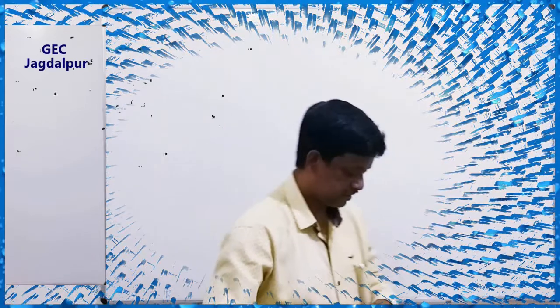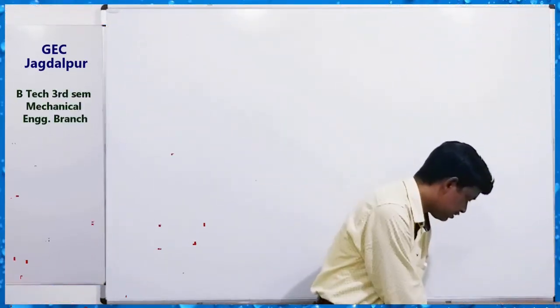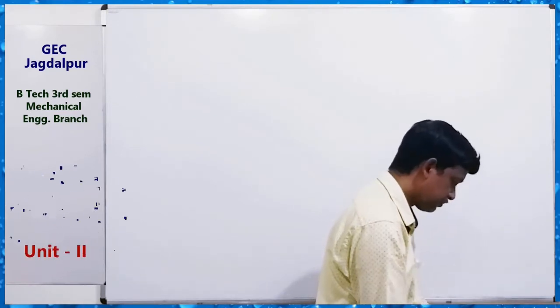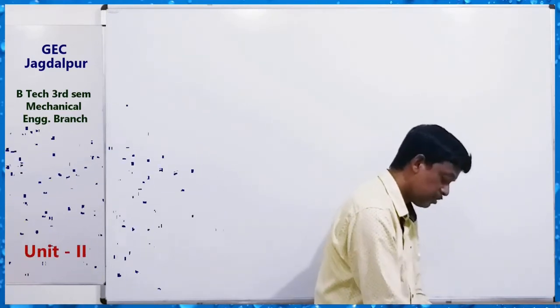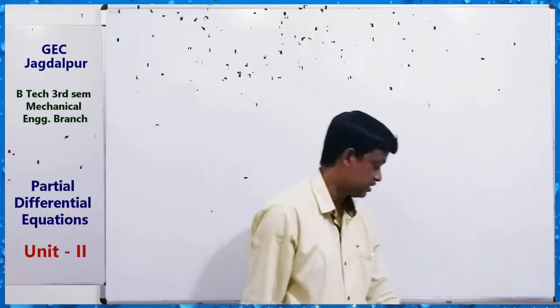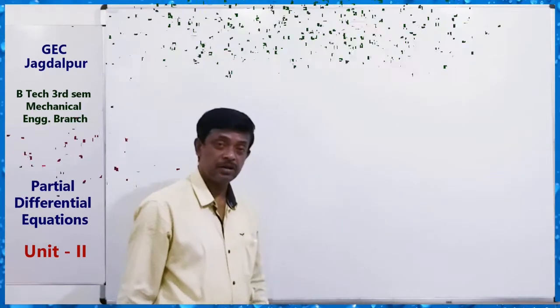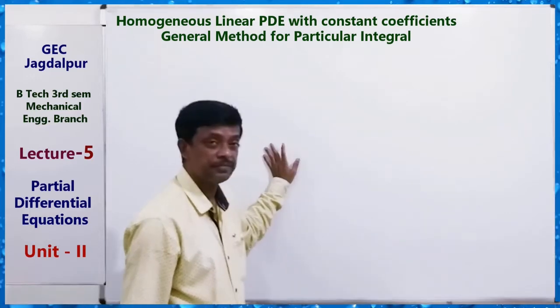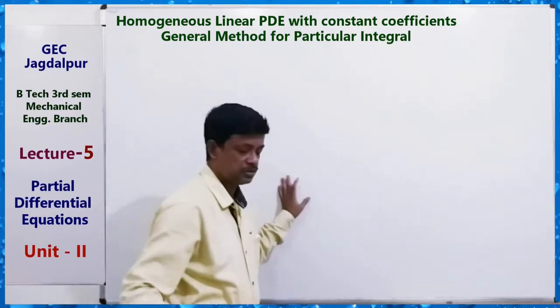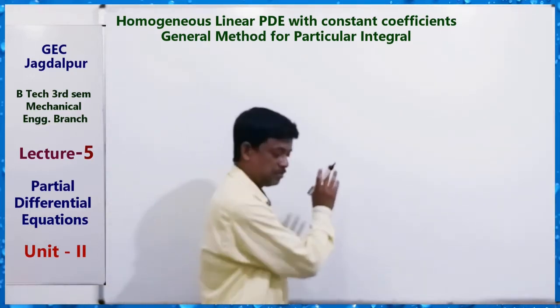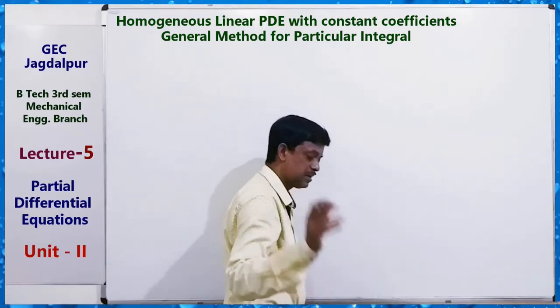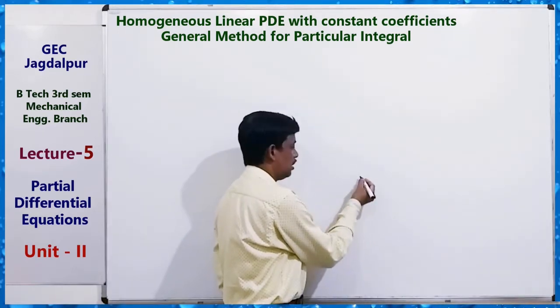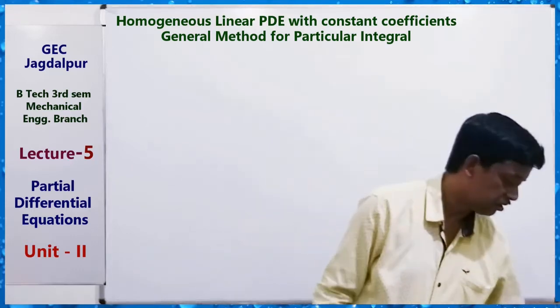Hello dear students, now I am continuing partial differential equations, linear partial differential equations, homogeneous partial differential equations. There are rules for finding the general solution of a homogeneous linear partial differential equation with constant coefficients. What is the rule for finding the complete solution?